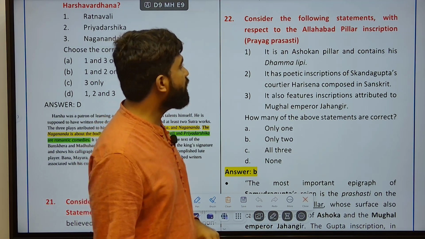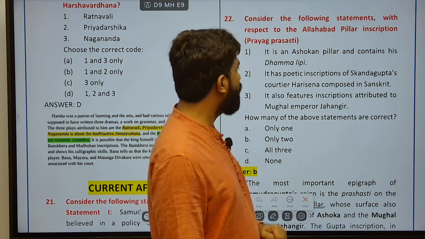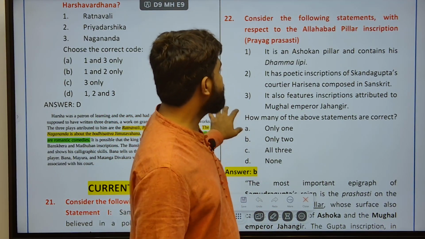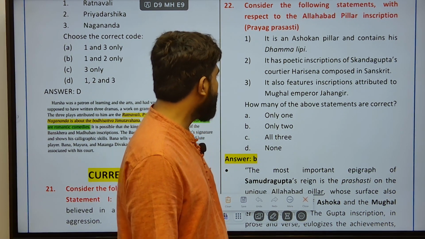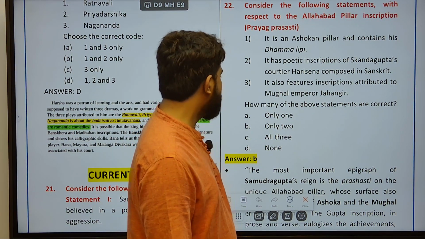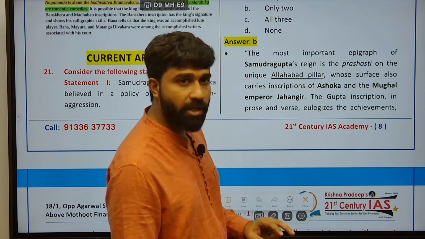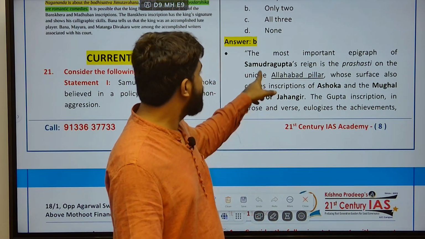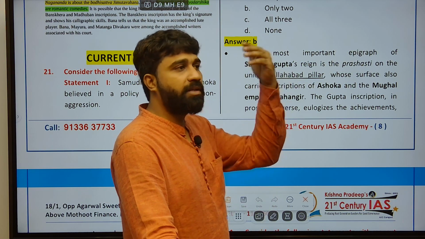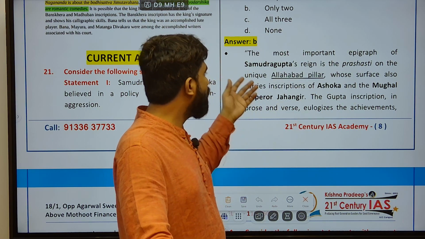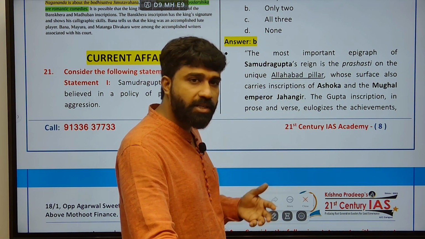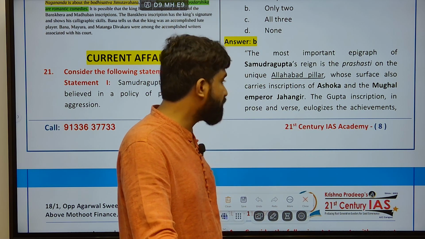Next, consider the following statements with respect to the Allahabad pillar inscription. It is an Ashokan pillar and contains Dhammalipi, and it has poetic inscription. Actually, the Allahabad inscription is mostly talking about the valor and the greatness of Samudragupta, how he fought and defeated various other kingdoms and extended towards the southern part of India.